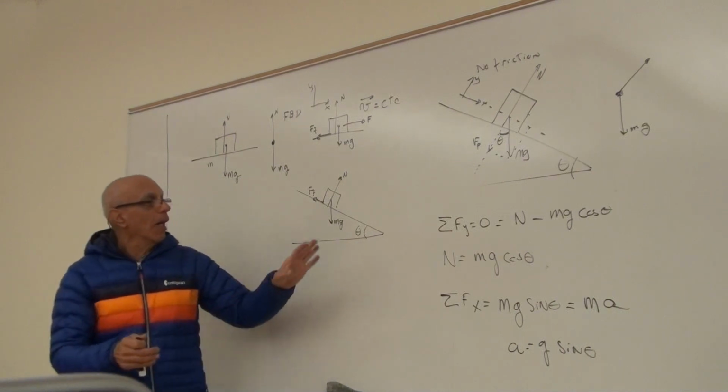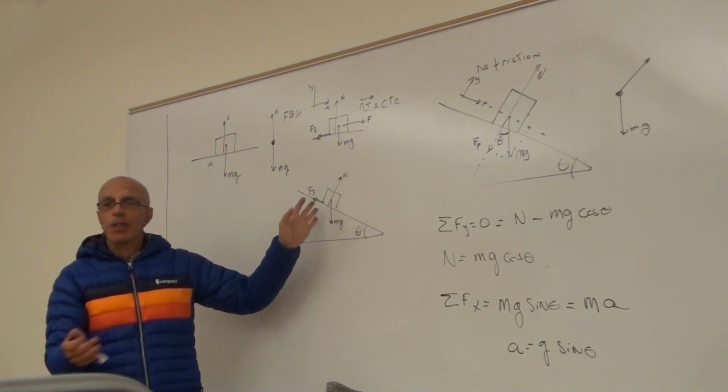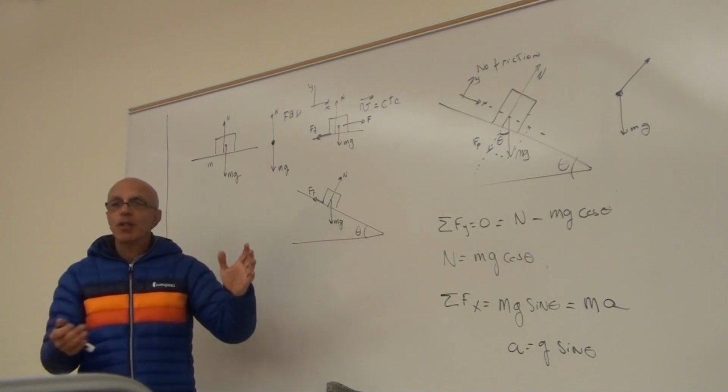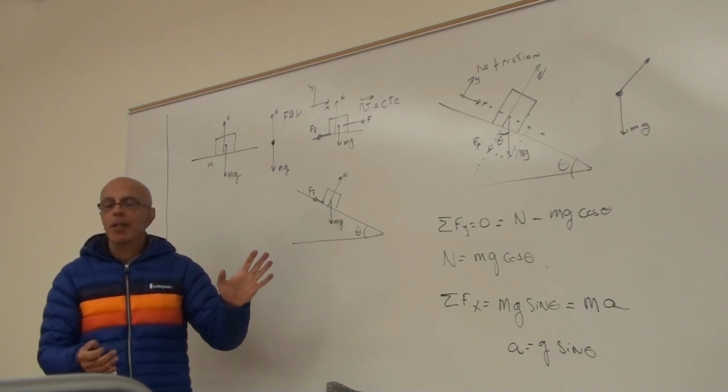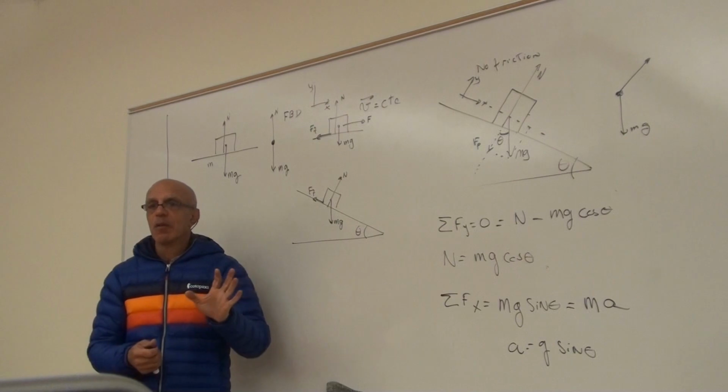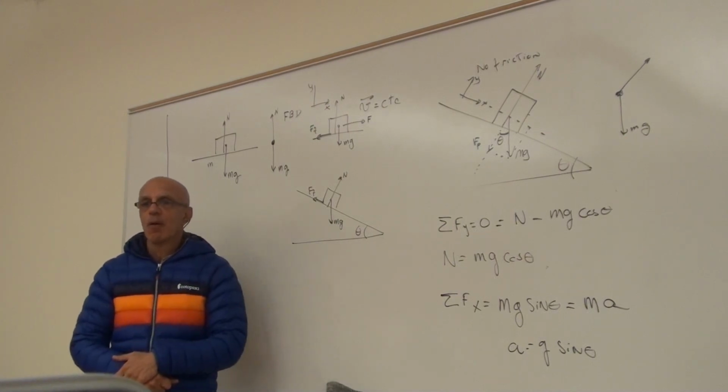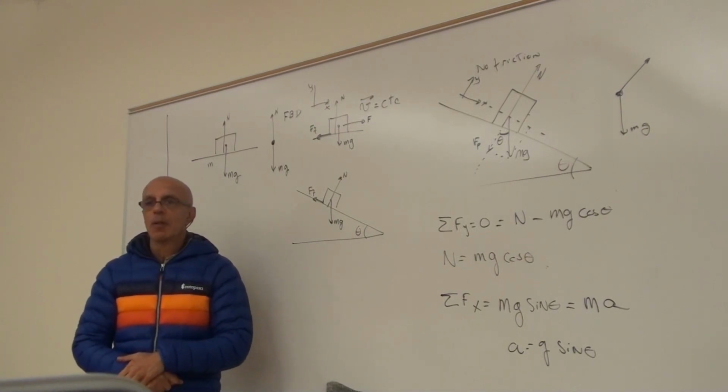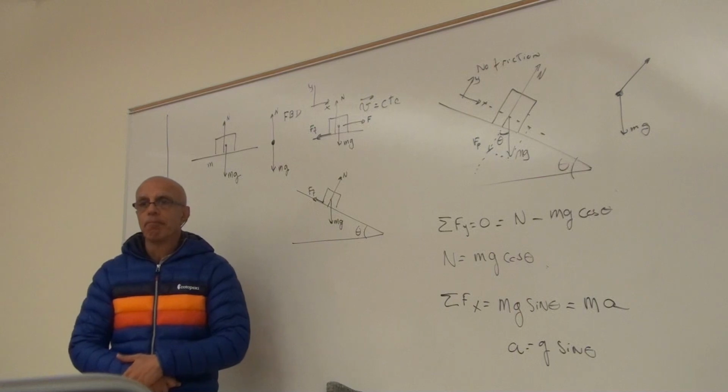So, if I put the block here, tell me what's going to happen. Unlike the other one, which has continuous acceleration until it reaches the end, that one is not going to have a continuous acceleration. It's going to decelerate as it goes down the slope.